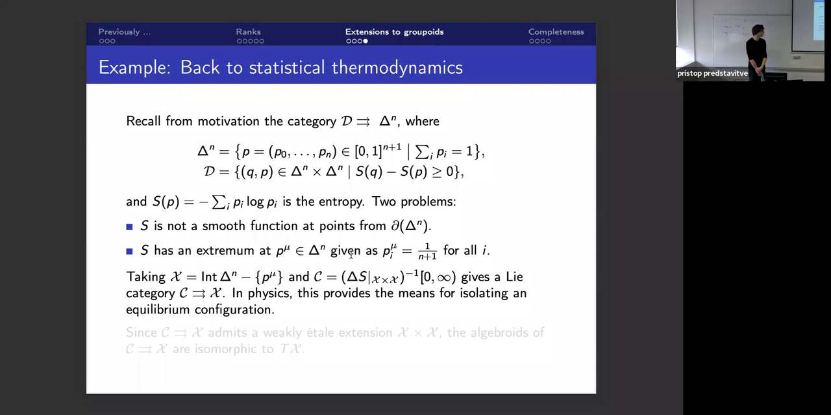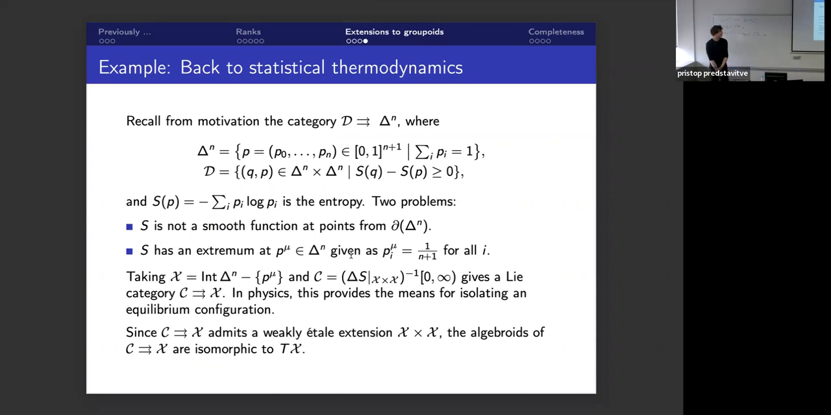And so in physics, this, for example, provides the means for isolating the equilibrium configuration if we are given certain additional data, such as the energy of the ith microstate for each i and the temperature at which the system is held. So this is useful in physics, or you can at least see it as a mathematical interpretation of what has been done in physics.